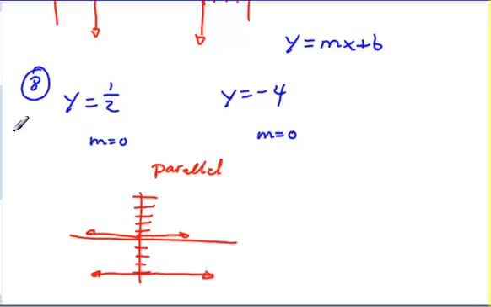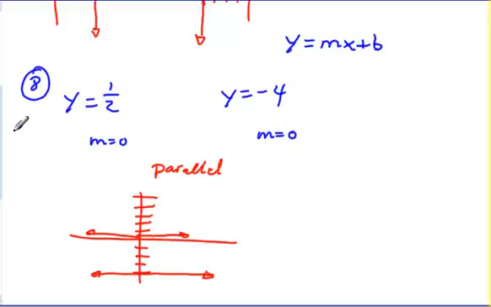Are there any other tricky ones? Let me see. I think that's it. The hardest thing that you can see, other than these two tricks, is sometimes instead of telling you a point, they could have said, find a line that's perpendicular and has the x-intercept equal to 2.